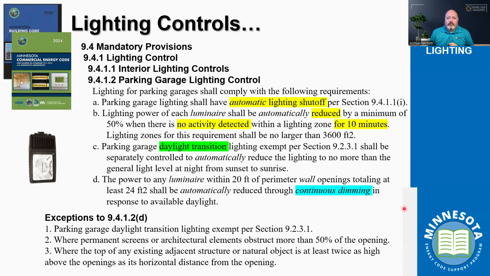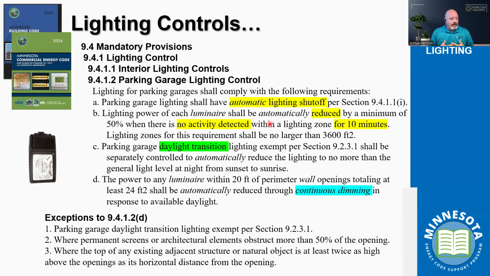Same thing with parking lots. Again, we're looking for that automatic shutoff, so that when we see no activity, they have some type of automatic shutoff that says if it's 10 o'clock in the afternoon, we don't need the parking lights on. Unless, and then you're going to have some kind of daylight sensor that says, hey, it's cloudy, it's raining, we need those lights, then they can activate.